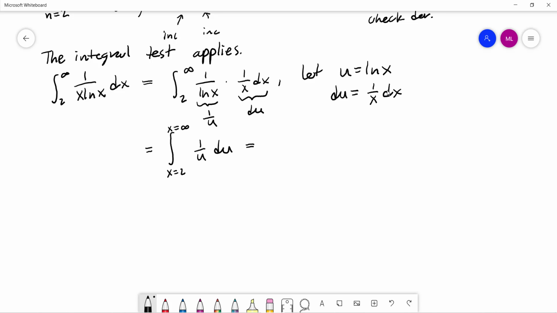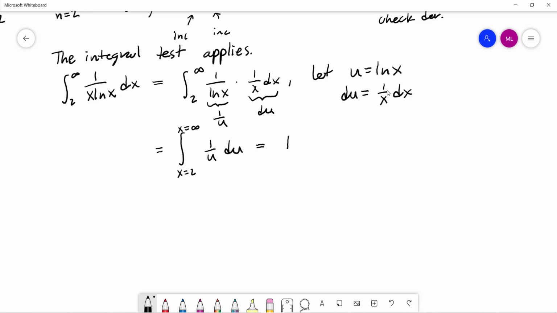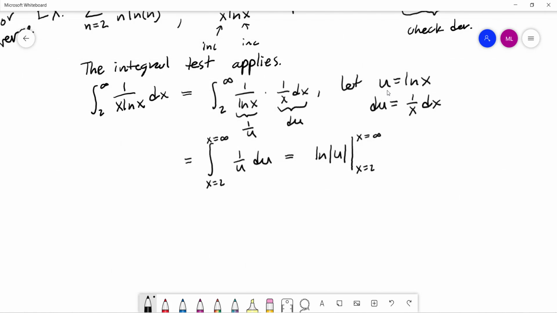And what is that integral? What's the integral of 1 over u? Well, that is going to be the natural log of the absolute value of u. And again, we're evaluating between x equals 2 and x equals infinity. And again, I've kind of been cheating. I should have written in my limit this whole time. I'll just call this c, and put the limit as c goes to infinity.